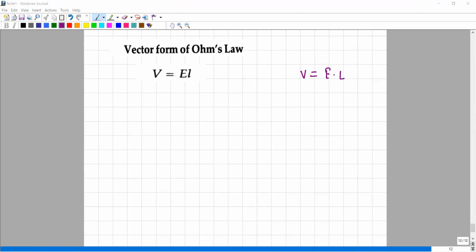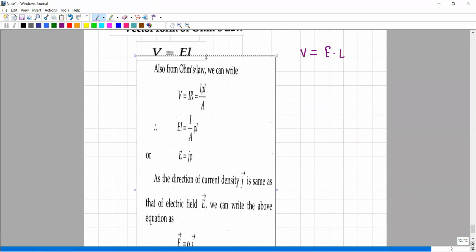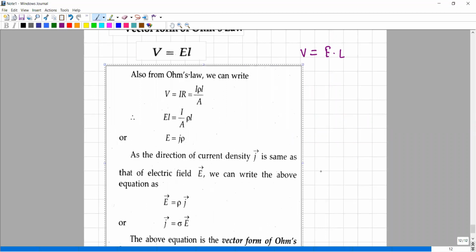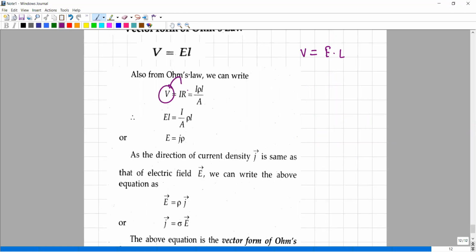Now, V is equal to E into L, but V is also equal to I into R, which you know, and R is equal to rho L by A. So you're going to just equate these two values. E into L is equal to I rho L by A. L cancels out, and then E is equal to J into rho.